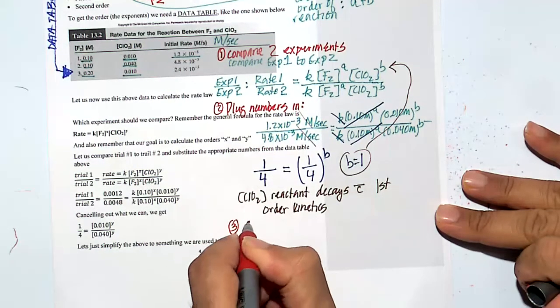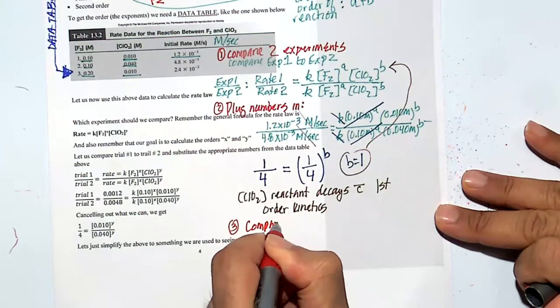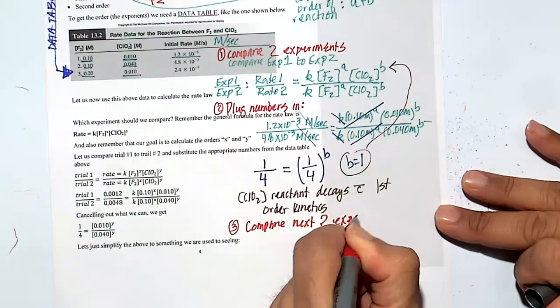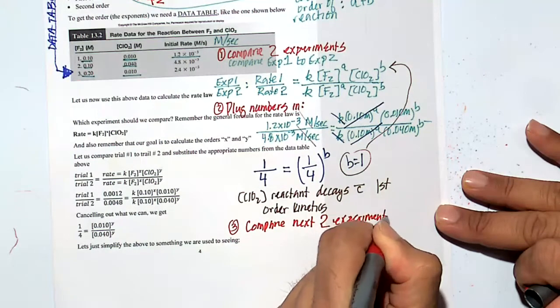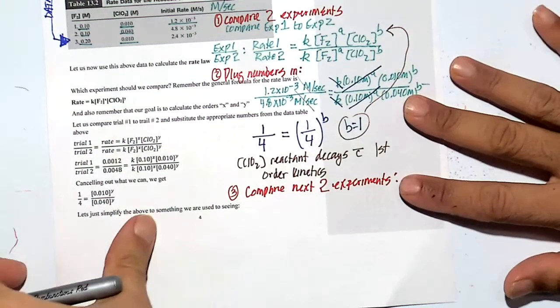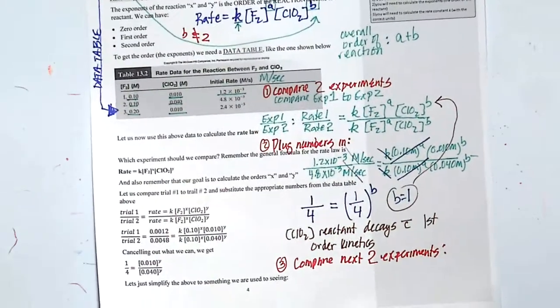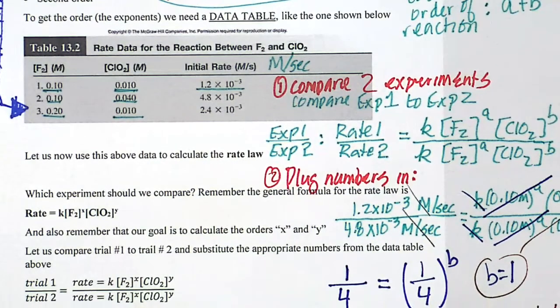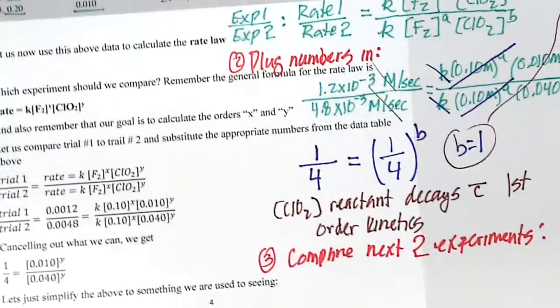So step 3 is compare the next set of experiments. Compare the next 2 experiments. So which ones do you want to do? Let's go back up here. Okay, we compared experiments 1 and 2. What should we compare next? I'm going to compare 1 and 3. Okay, so let's compare experiment 1 to experiment 3.